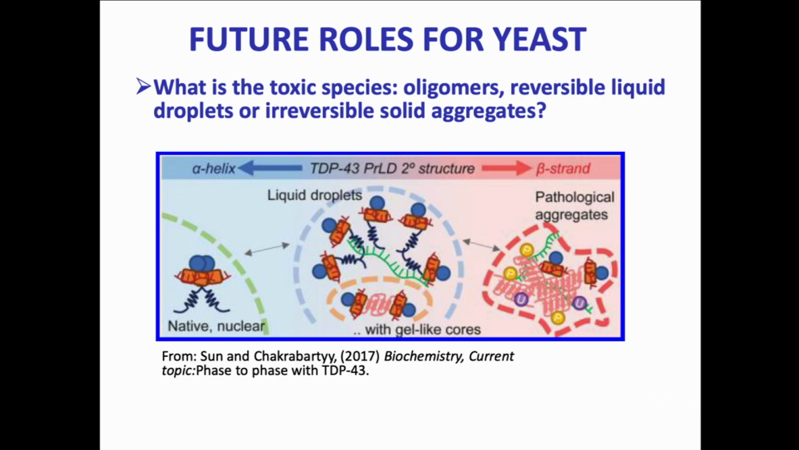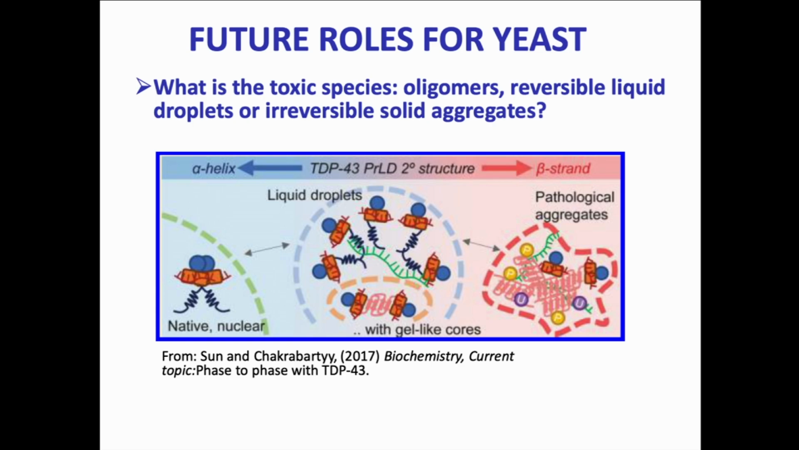Okay. So now I want to end up by talking about what I see as the future of using yeast to look at protein misfolding disease. I think it's a bright future. It's exciting that since these proteins are toxic in yeast, the yeast system can be used to try to identify the actual toxic species. So there's a lot of different species. We have oligomers, reversible liquid droplets, and irreversible solid aggregates that are present.